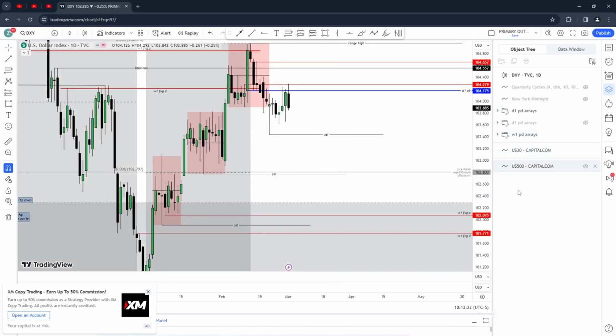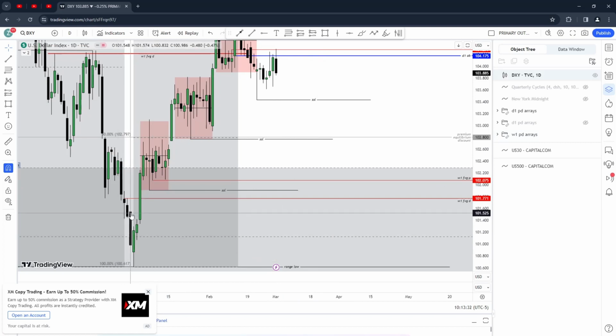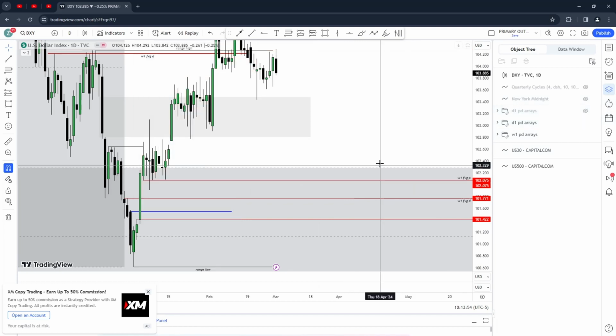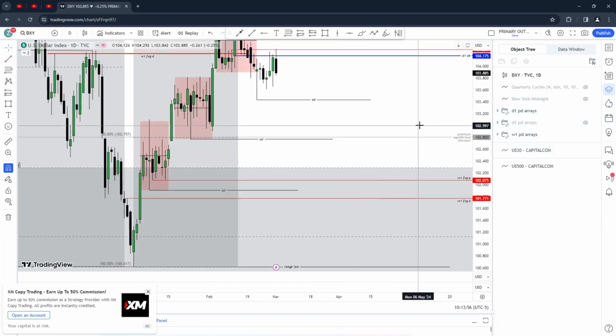If we put on the weekly PD arrays again, you can see this is the fair value gap, and this low that we have here is at the 50% of that fair value gap. So price can run all the way down to here. This candle over here, if I turn on these, is marked out blue because it's a daily order block. Price can come all the way down into here as well, but I'm mainly focused on the weekly fair value gap, not necessarily the daily. So yeah, turning that off and keeping this on.